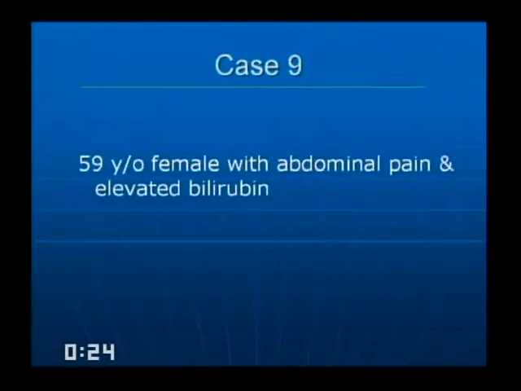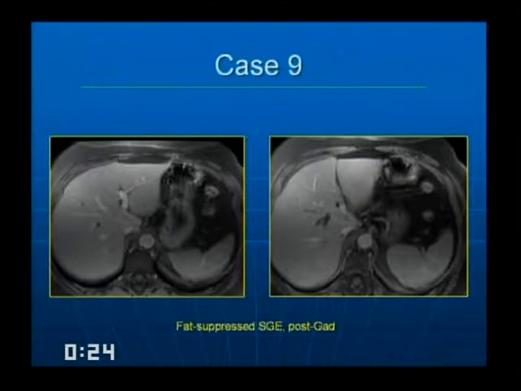Case 9, 59-year-old female, abdominal pain, elevated bilirubin. Is a fat suppressed.